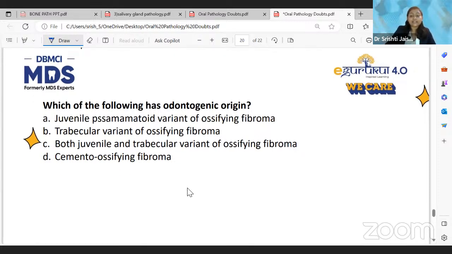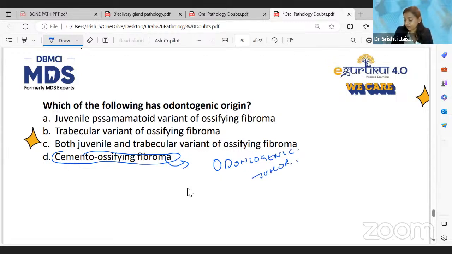It has been clearly mentioned in the classification of benign odontogenic tumors, involving only the ectomesenchyme, that is your third classification, that we have cemento-ossifying fibroma. So this cemento-ossifying fibroma is an odontogenic tumor. Along with it, it is also a fibro-osseous lesion.